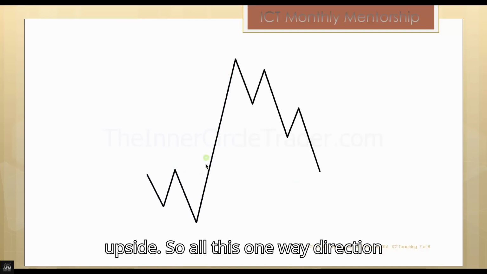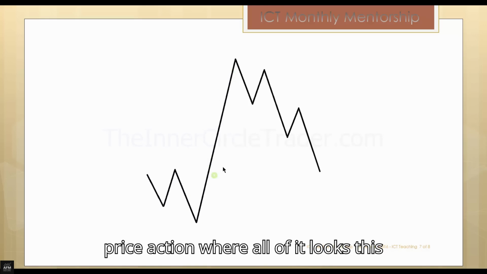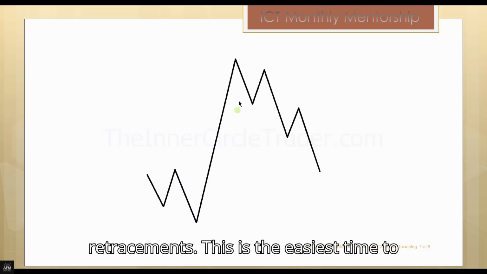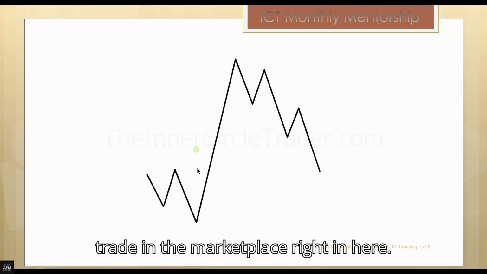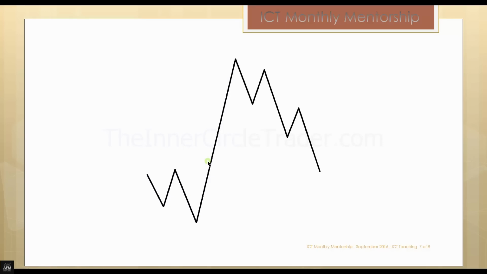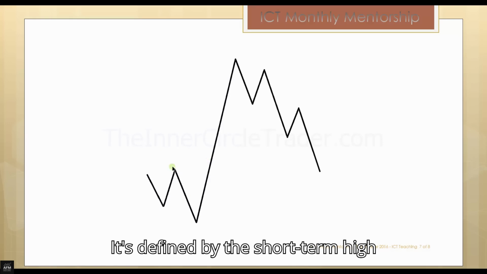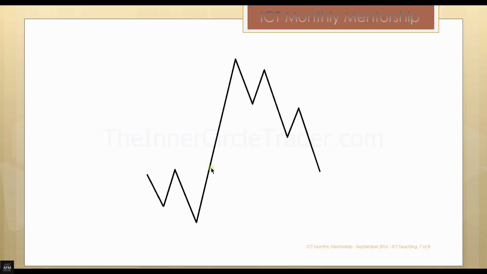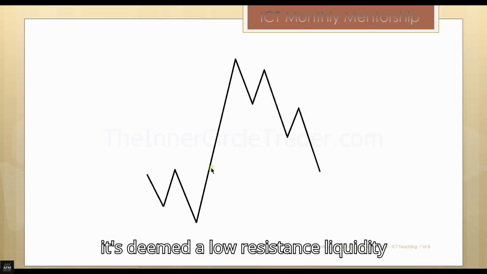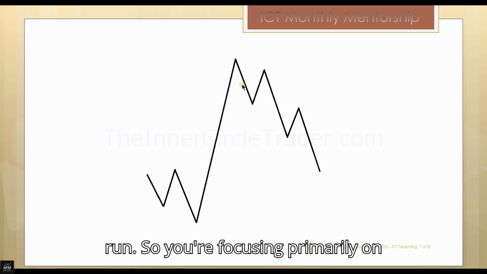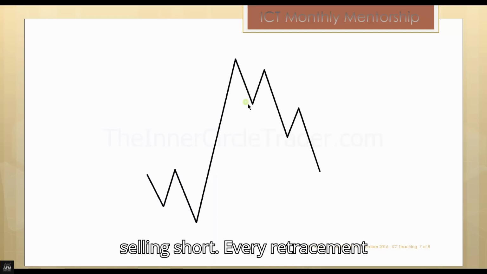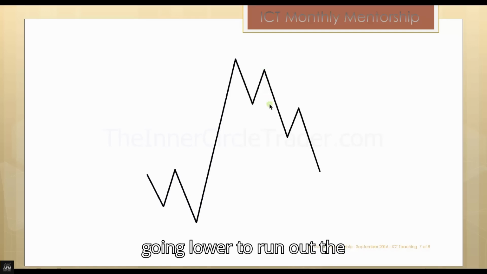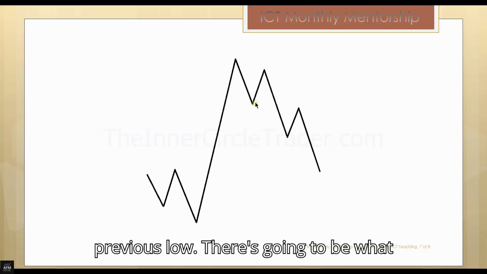So all this one-way direction price action, where all of it looks this one-sided for buys only, very little retracements, this is the easiest time to trade in the marketplace, right in here. It's defined by the short-term high that's broken on the upside here. That's where you would begin your point at which it's deemed a low resistance liquidity run. So you're focusing primarily on selling short.